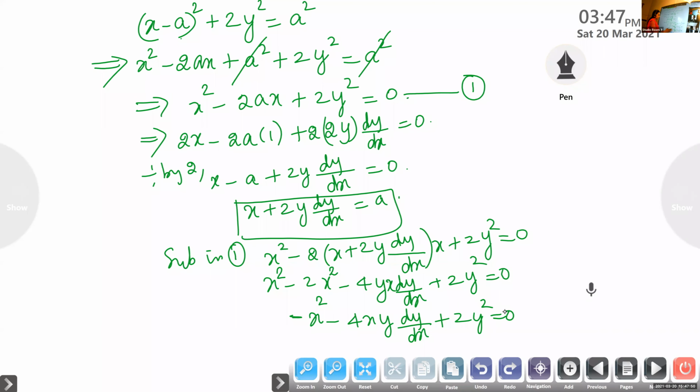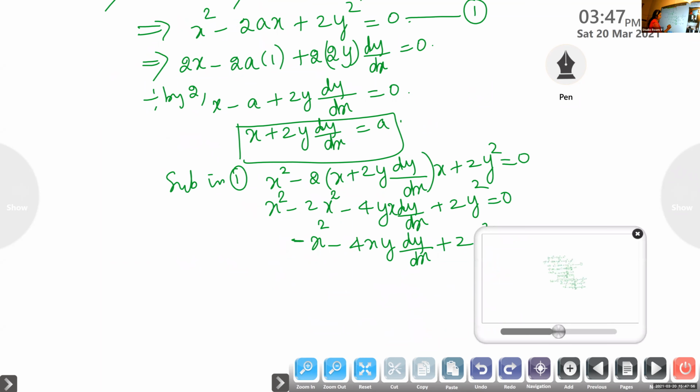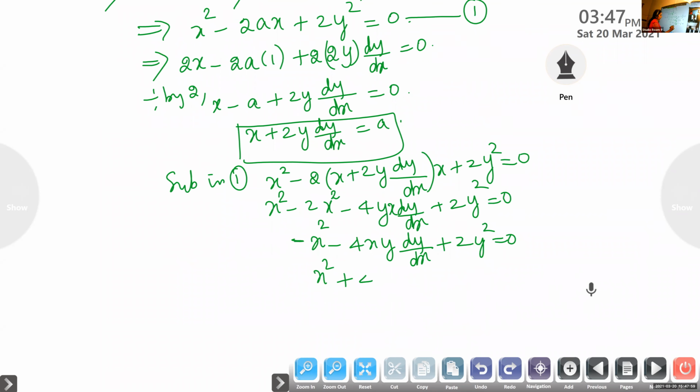If you want, we can multiply throughout by minus 1. If you multiply throughout by minus, the equation is x square plus 4xy dy by dx minus 2y square is equal to 0, which is the required differential equation.